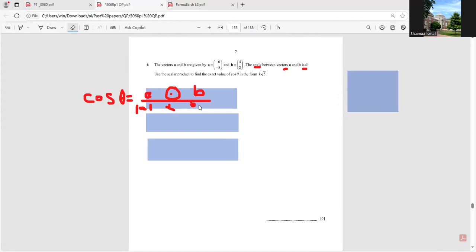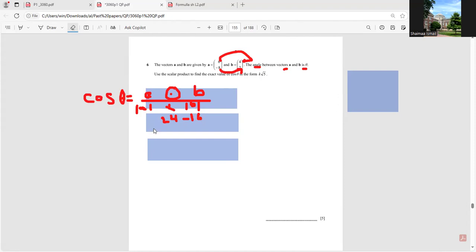And now we're going to apply this rule. How do we get the scalar product of A and B? Here we have to make 6 times 4, which is 24, minus negative 8. Actually, it's plus, negative 8 multiplied by 2, which is 16. So it would be minus 16.